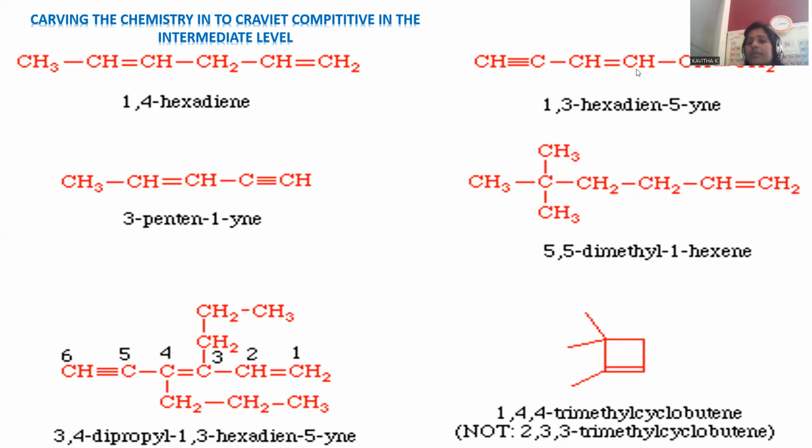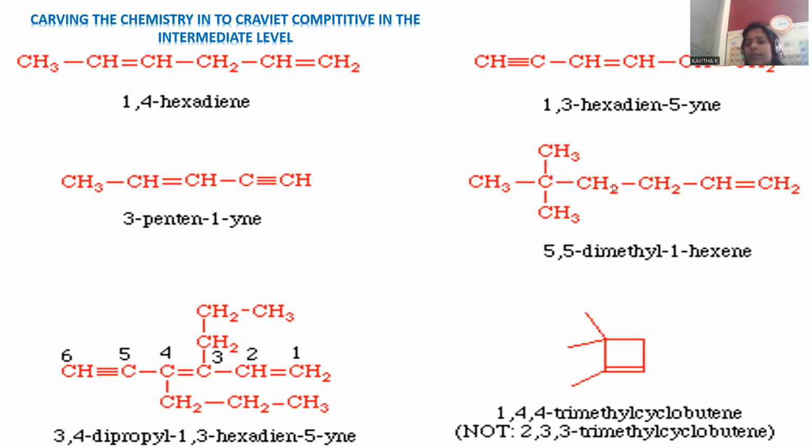1,3-hexadiene, being a 6-carbon chain, hexa will be the prefix over here, hexadiene, and the fifth carbon resides with the triple bond, 5-yne is the name. 1,3-hexadien-5-yne is the complete IUPAC name of the given organic compound.